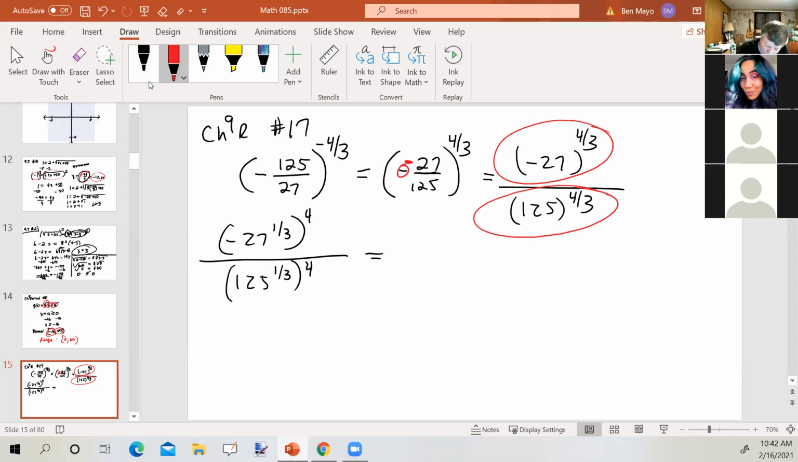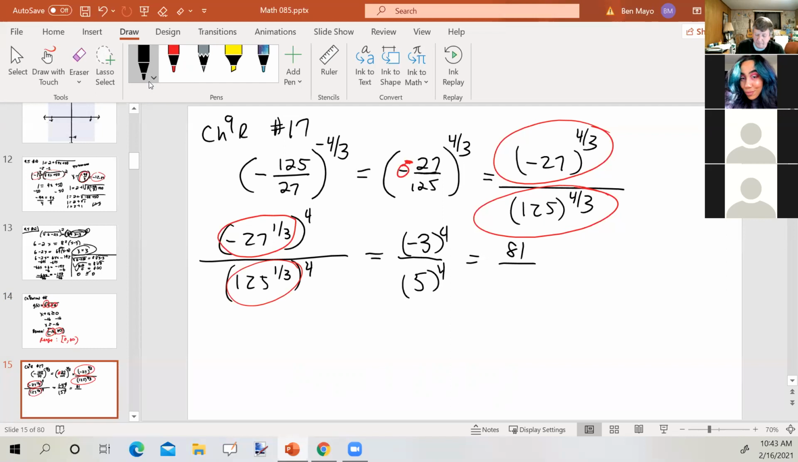Okay. So what is the cube root of negative 27? It should be negative 3. Okay. And that's going to get raised to the 4th power. What is the cube root of 125? It's 5, right? Okay, and that's going to get raised to the 4th power. Now, negative 3 times negative 3 times negative 3 times negative 3 is positive 81.